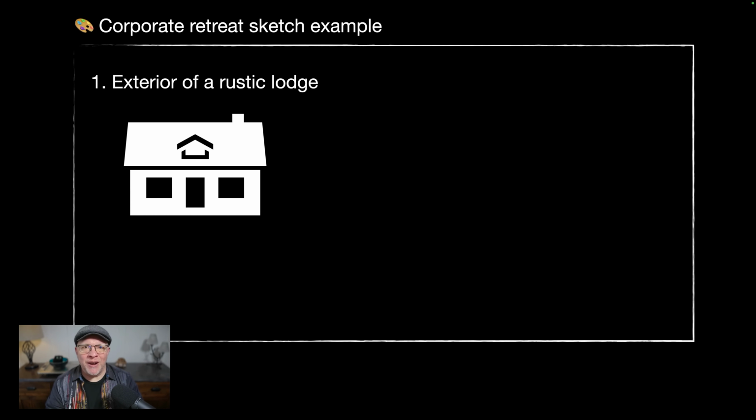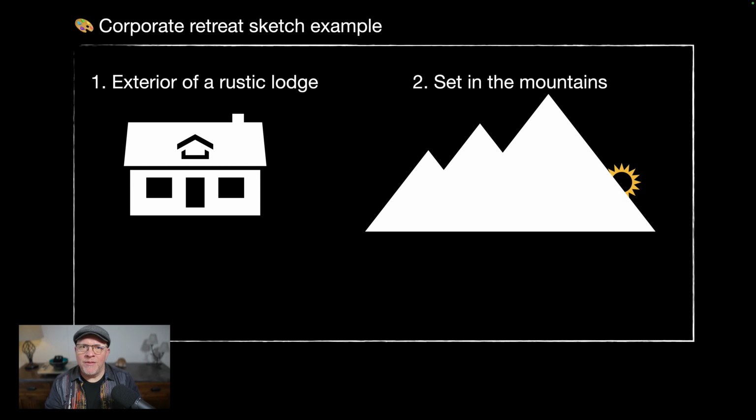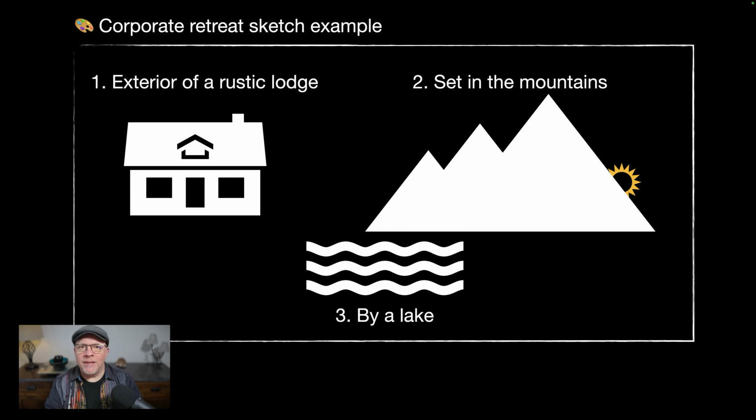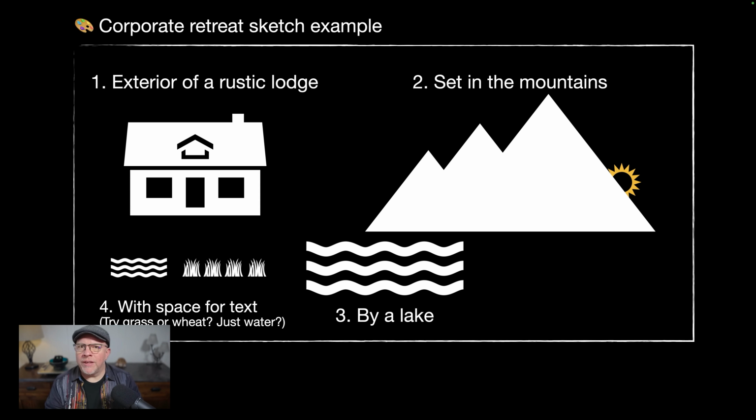First, you're going to notice right away that object that we talked about. Notice that I'm throwing clip art onto the screen. I just want to take a look at what the general image might look like. So we have the exterior of a rustic lodge. We are set in the mountains. I even put a little sun tucked away down there to remind me that it's twilight. By a lake with space for text.